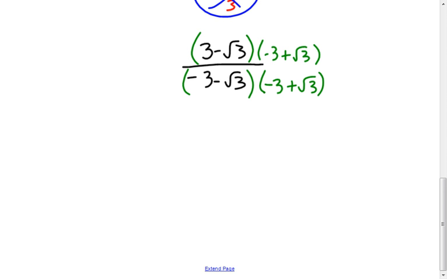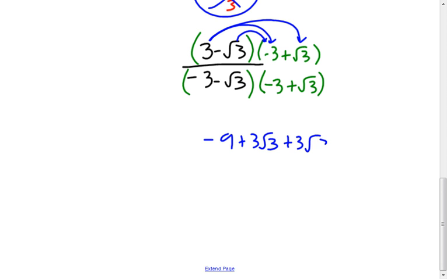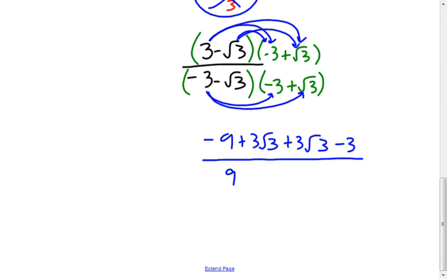Okay, on the top, I get to FOIL this. So 3 times negative 3 is negative 9. 3 times root 3 is 3 root 3. Negative 3 times negative root 3 is positive 3 root 3. And negative root 3 times positive root 3 is negative root 9, which is negative 3. On the bottom, negative 3 times negative 3 is 9. Negative 3 times root 3 is negative 3 root 3. Negative 3 times negative root 3 is positive 3 root 3. I think I said that wrong, but you know the gist. Negative root 3 times positive root 3 would be negative 3.